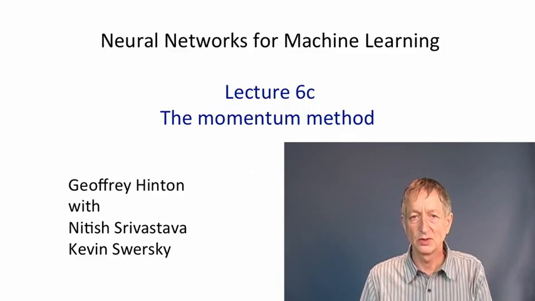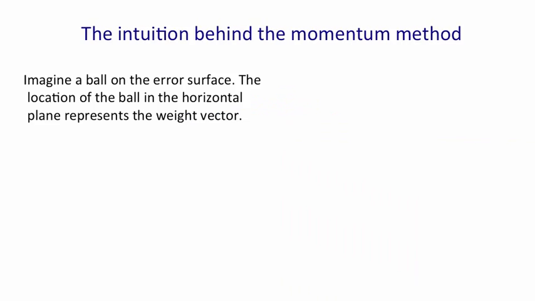In this video, we're going to look at the momentum method for improving the learning speed when doing gradient descent in a neural network. The momentum method can be applied to full batch learning, but it also works for mini batch learning. It's very widely used, and probably the commonest recipe for learning big neural nets is to use stochastic gradient descent with mini batches combined with momentum.